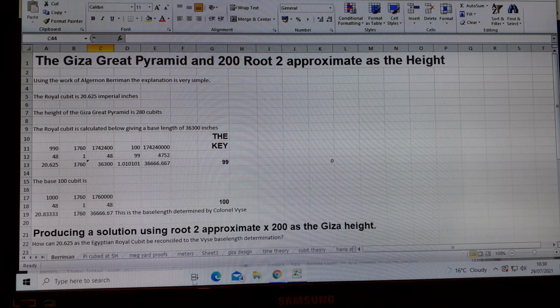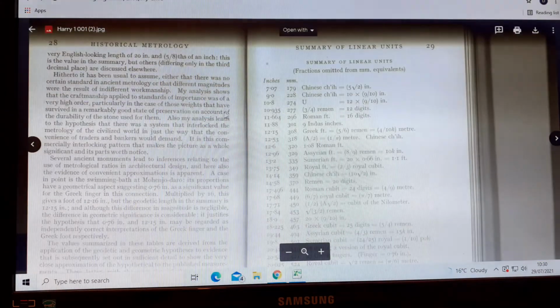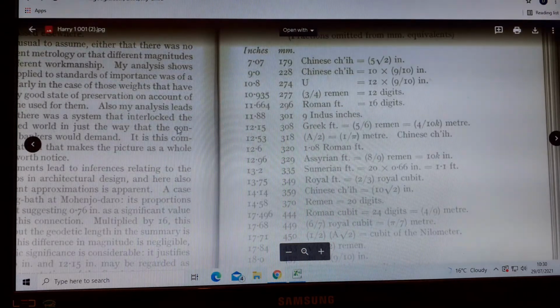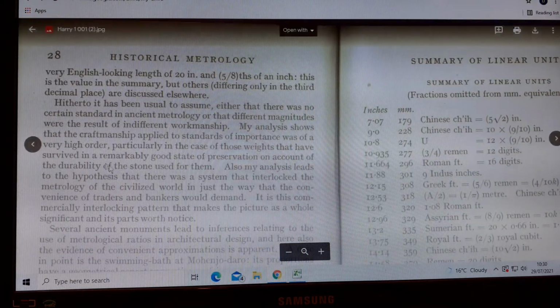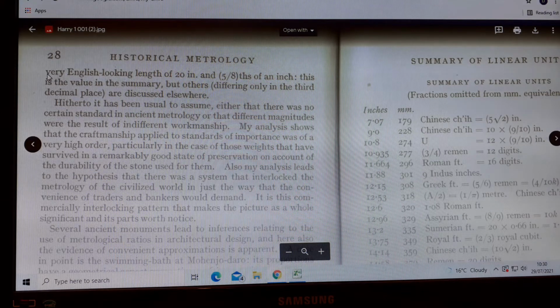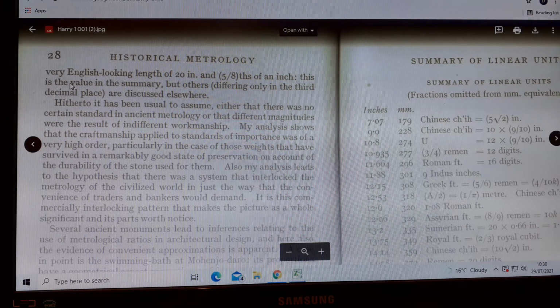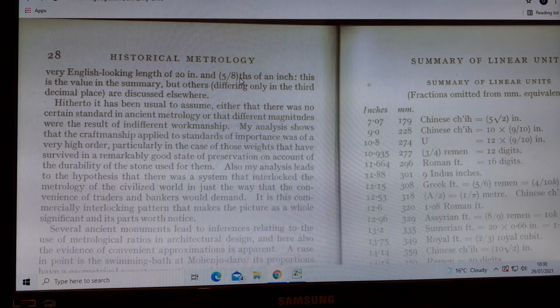First of all, we can have a look at that, because it's in his book on page 28, which is very appropriate. Carrying on from the previous page, he's talking about the Egyptian royal cubit, and he says it's a very English looking length of 20 inches and 5/8 of an inch. So he's not even working in decimal, he's working in fractions, which is the way to go. So we're looking at 160 plus 5/8 of an inch, 165.